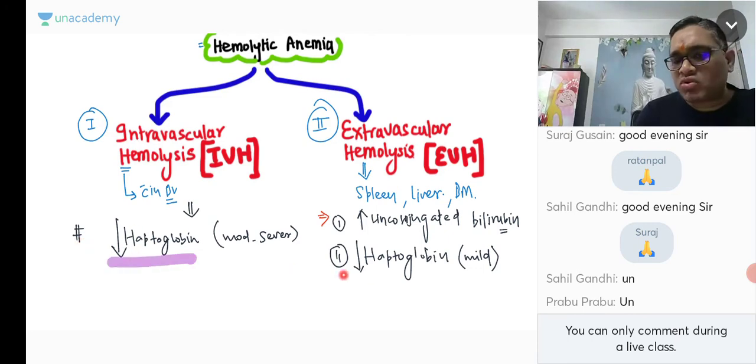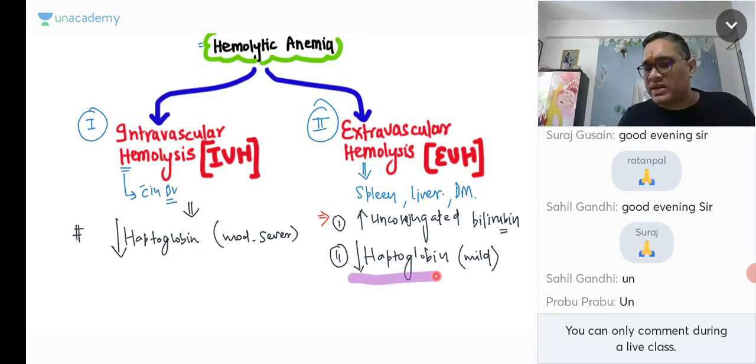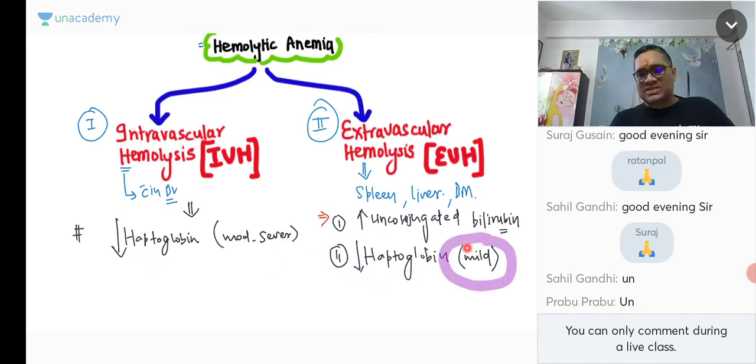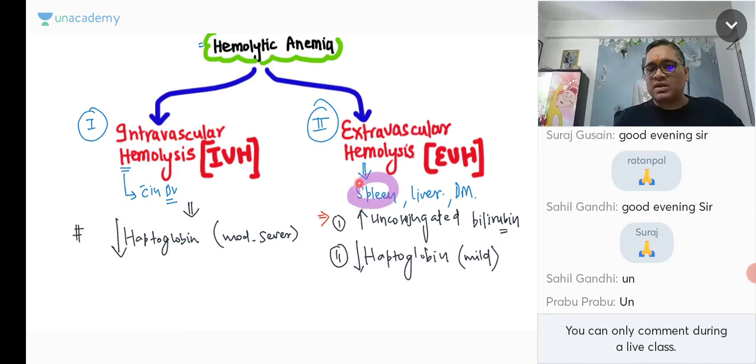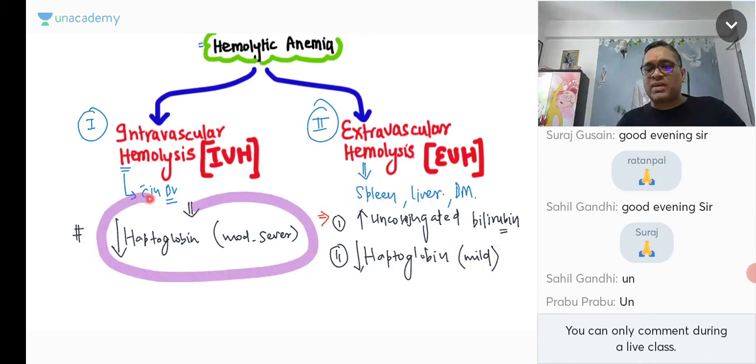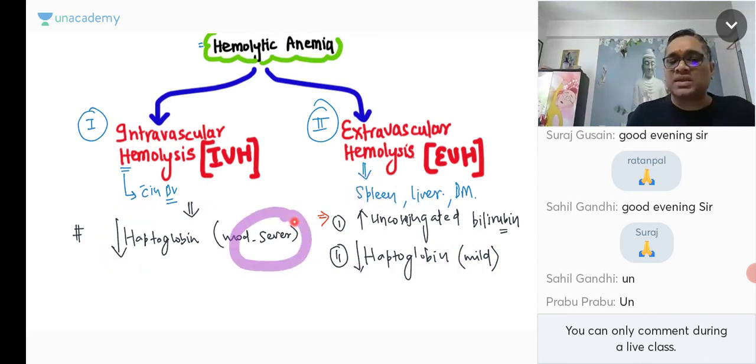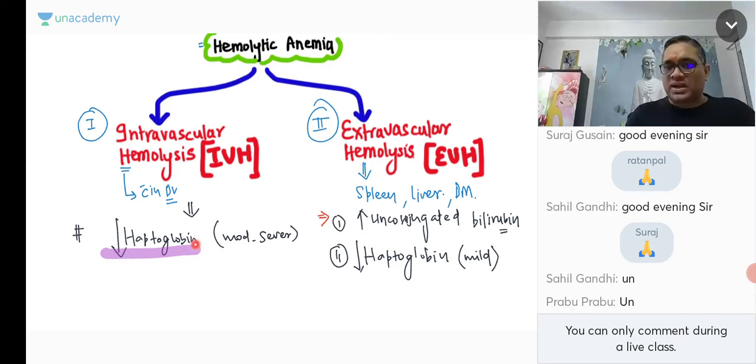So haptoglobin is decreased in both of them, right? Because some of the FMG guides say that haptoglobin is normal, but haptoglobin is never normal. It will be decreased in both of them. The only difference is in extravascular hemolysis, because it is extravascular, there are also monocytes, macrophages, spleen, and liver, so there will be a decrease. But here there is a greater concentration of monocyte macrophages in the blood, so there will be a moderate to severe decrease in the haptoglobin level. So now you understood this point: unconjugated bilirubin will be there and haptoglobin will be decreased in case of extravascular hemolysis, right?